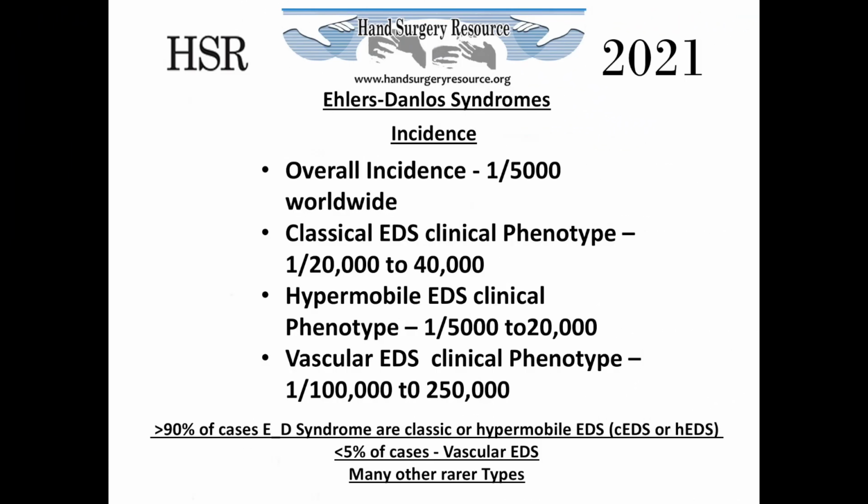The overall worldwide incidence of Ehlers-Danlos syndrome is 1 per 5,000 individuals. Classic ED syndrome occurs in 1 in 20,000 to 40,000 individuals. Hypermobile ED syndrome occurs in 1 in 5,000 to 1 in 20,000 individuals, while vascular ED syndrome is rare, occurring in 1 in 100,000 to 150,000 individuals. It should also be noted that 90% of the cases of Ehlers-Danlos syndrome are classic or hypermobility types, and less than 5% of the cases are vascular ED syndrome, while the other types are even more rare and more infrequent.